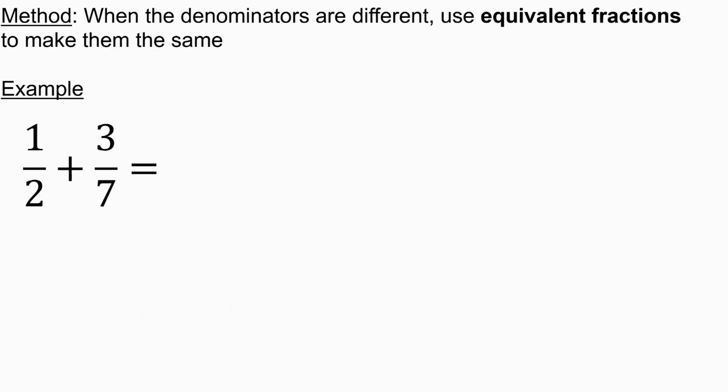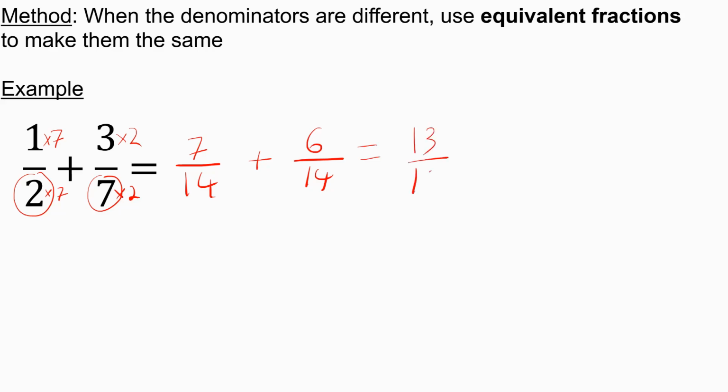1/2 plus 3/7. I notice again that the lowest common multiple of 2 and 7 is 14. So that's what I'm going to use as my denominator. I multiply 2 by 7 and the 1 on the top of the fraction by 7. 7 by 2 and 3 by 2. I get 7 plus 6, which is going to be 13/14 as my answer.